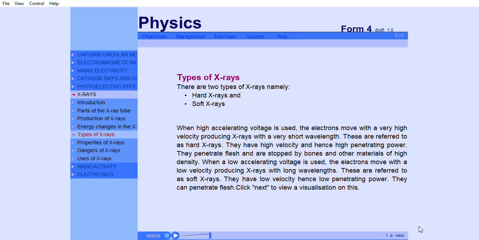When a low accelerating voltage is used, the electrons move with a low velocity, producing X-rays with long wavelengths. These are referred to as soft X-rays. They have low velocity, hence low penetrating power. They can penetrate flesh.